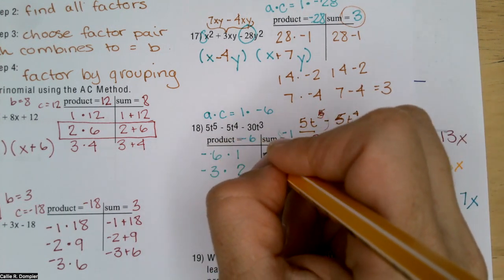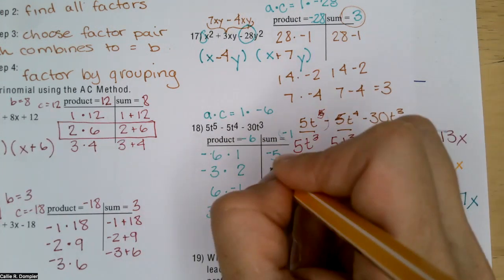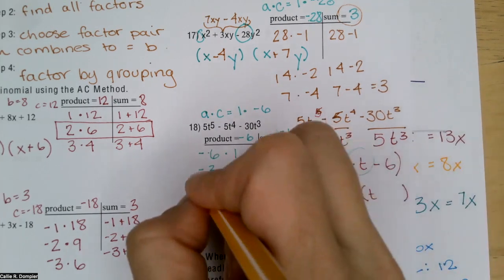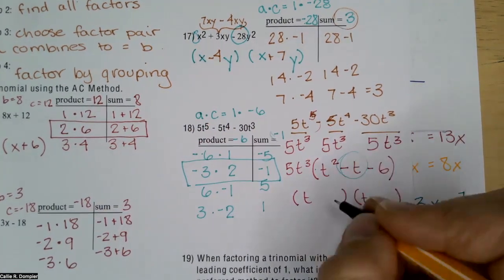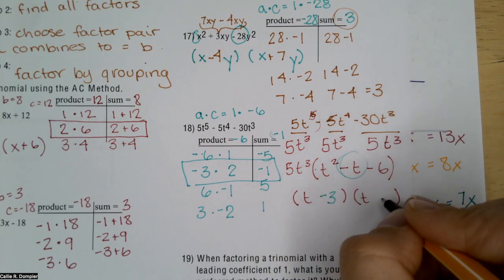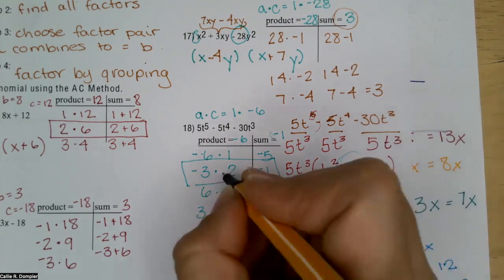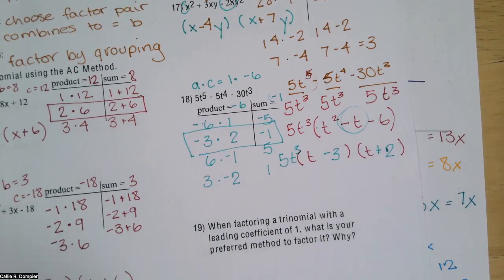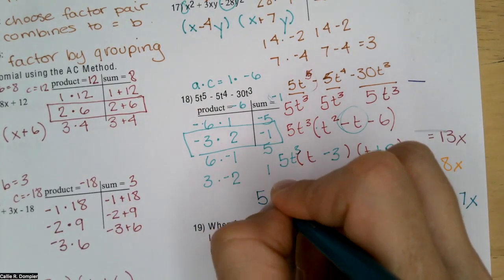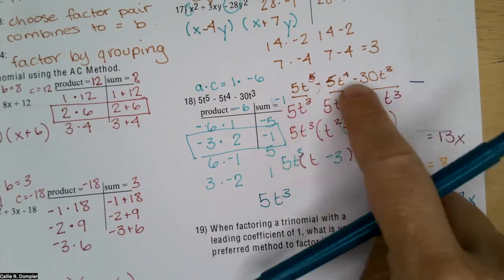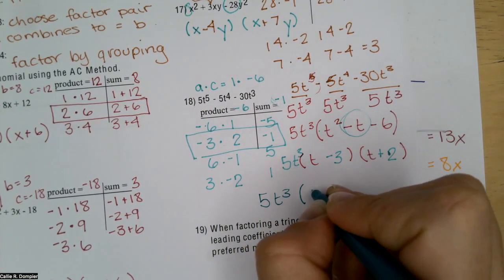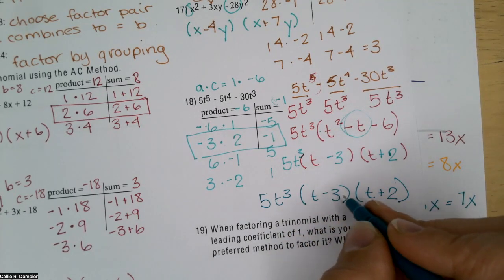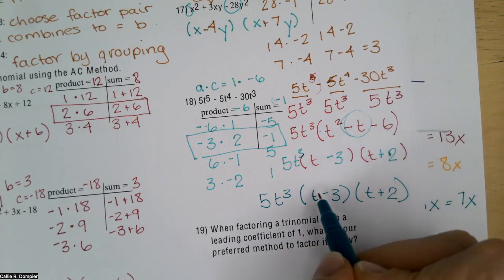Negative 6 plus 1 is a negative 5. Negative 3 plus 2 is a negative 1. Obviously, we like this one, so it's t minus 3 times quantity t plus 2 with a 5t to the third on the outside. So the final answer, let me rewrite it, is 5t to the third, because we divided that out so it's common to all of them, times t minus 3 times t plus 2. Because negative 3 times a positive 2 will give me that negative 6.